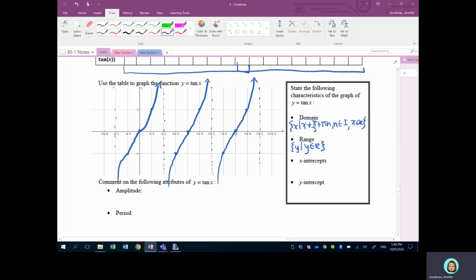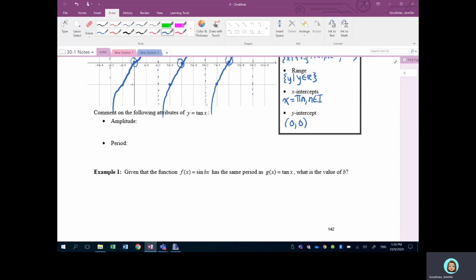The x-intercepts, we can see that it is crossing here. It crosses at pi and then 2 pi and 3 pi and so on. So it is crossing the x-axis at all the pi values. We're going to write that as pi n, where n is an element of the integers. And you'll remember that this is the same as the x-intercepts for sine. So sine and tangent have the same x-intercepts. Our y-intercept is at 0, 0.